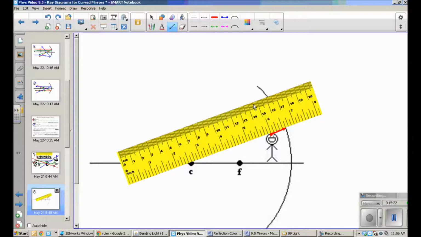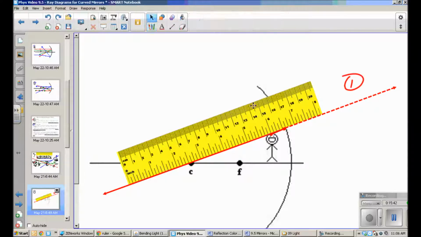The reflected beam goes right back the way it came from. So the reflected beam actually does go through the center. All right, and then don't forget your extension. All right, there we go. So that is beam number 1.